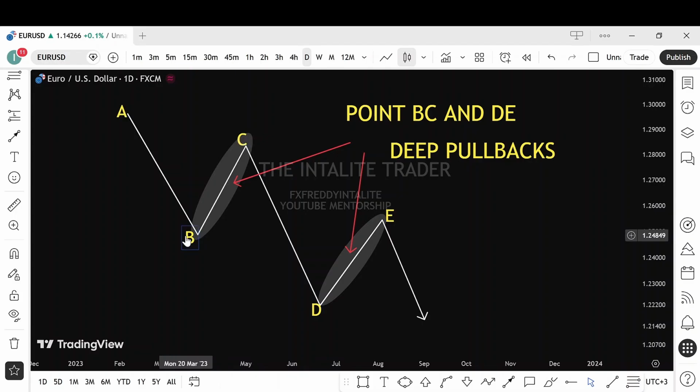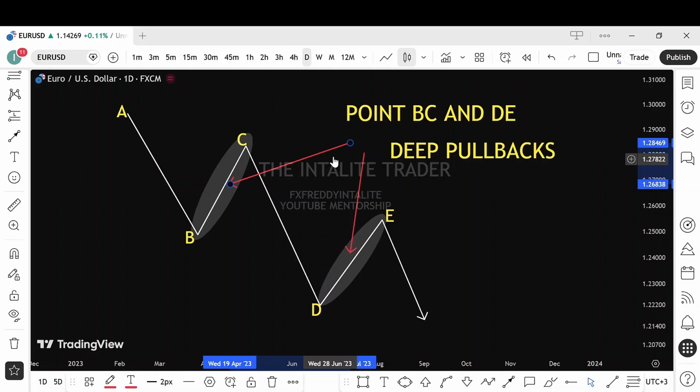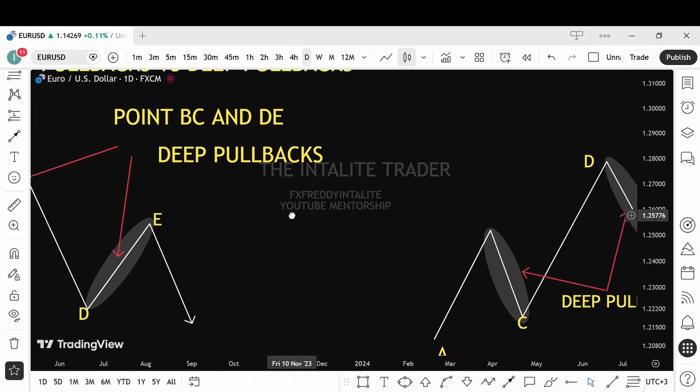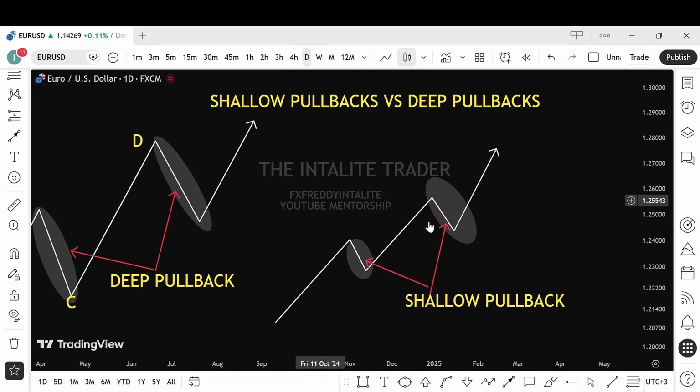We are saying this point B and C, D and E, we shall take it as a deep pullback. Because I will tell you why I call it a deep pullback. This was in an uptrend. We are saying this pullback is a deep pullback. Why? Because it is almost halfway of the previous impulsive move. And the same thing applies to this. These are shallow pullbacks because the pullback is not even halfway of the previous move.